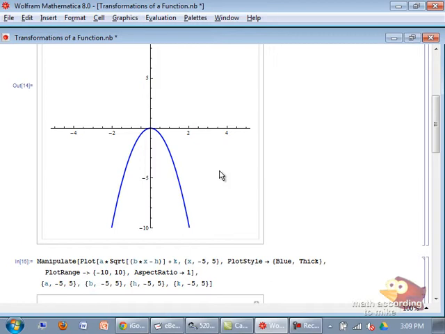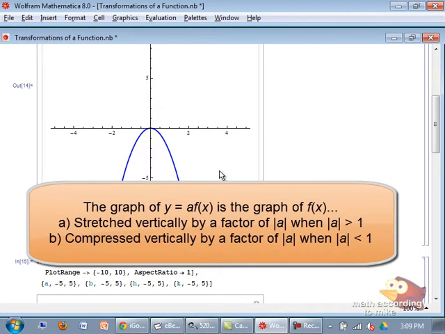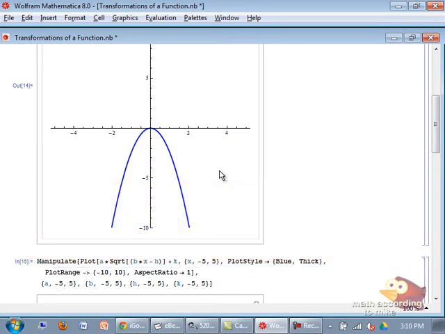So let's write all that down. The graph of y equals A times f of x is the graph of y equals f of x stretched vertically by a factor of absolute value A if the absolute value of A is greater than 1. Or the flip side, compressed vertically by a factor of the absolute value of A if the absolute value of A is less than 1. So A could also be negative, so that also means there's going to be a reflection vertically.